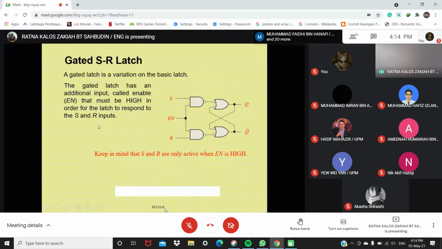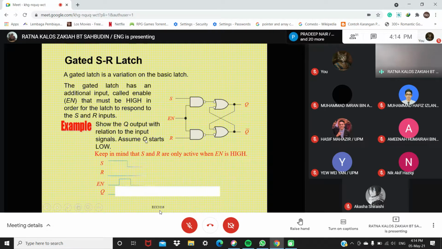Okay, now gated SR latch. The gated latch is a variation on the basic latch. The gated latch has an additional input called enable. You see here, this is enable, EN. That must be high in order for the latch to respond to the SR input. So you must refer to the enable here. The enable must be high, then only the latch will respond. Now look at the example here.